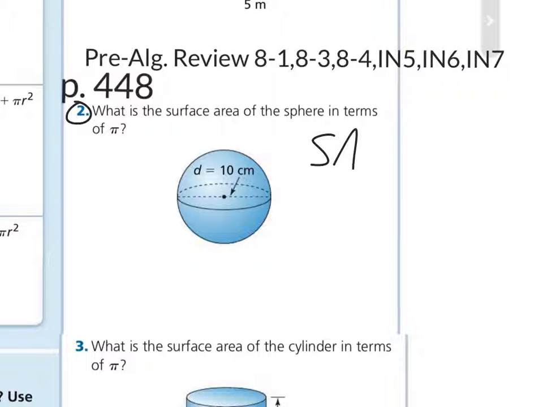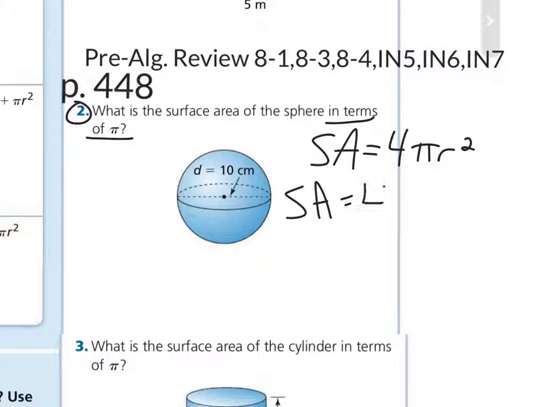So surface area of a sphere, this formula would be given to you. Surface area of a sphere is 4 pi r squared. Watch the directions here. They want you to do this in terms of pi. So when you're doing these, sometimes they'll say in terms of pi, sometimes they say use 3.14 for pi. If you're doing this on the iLearn test, you've got a pi button there on your calculator, and you should be able to use that.